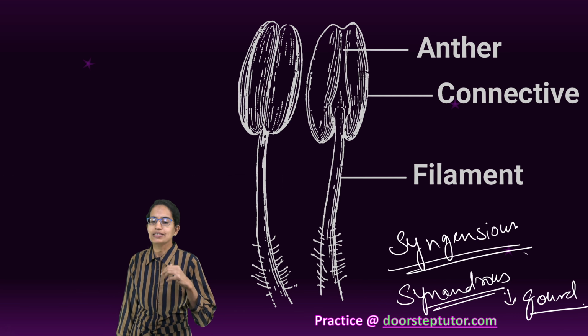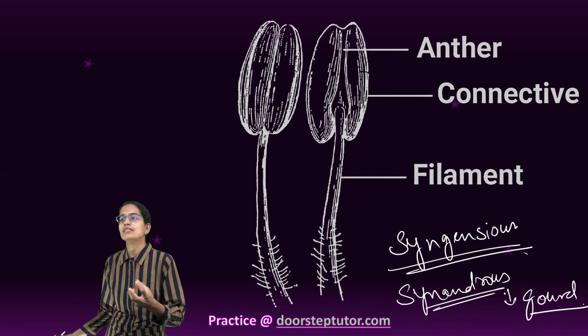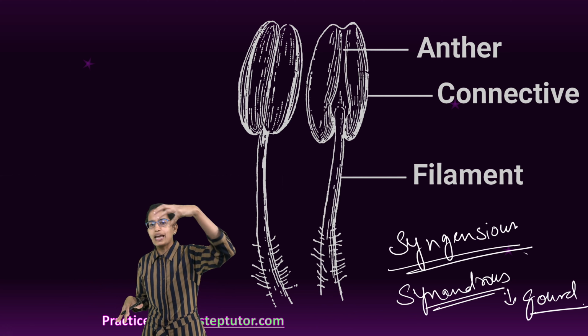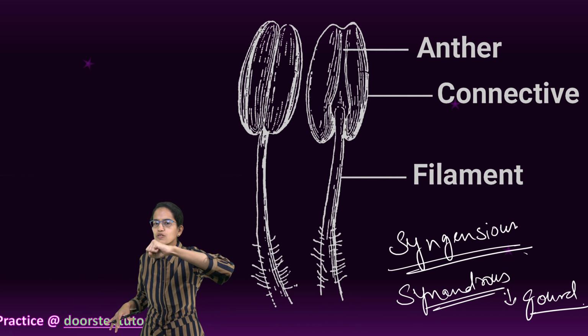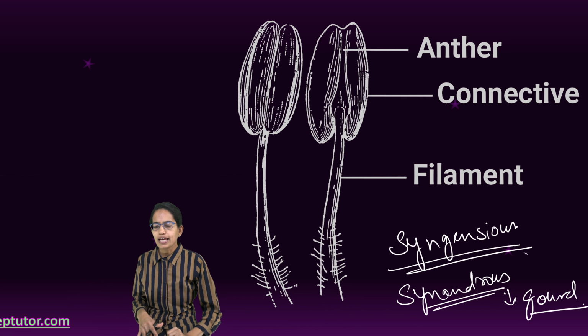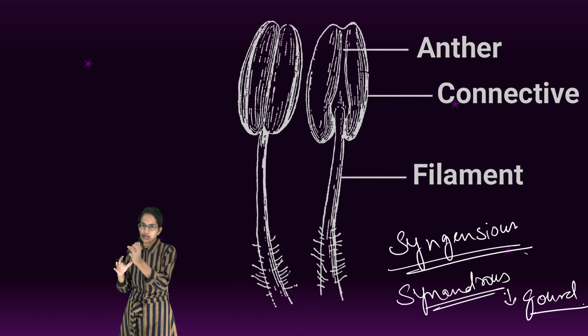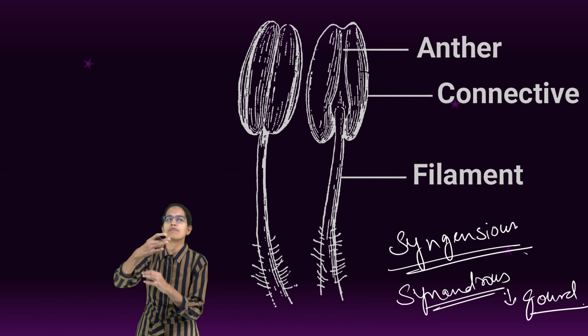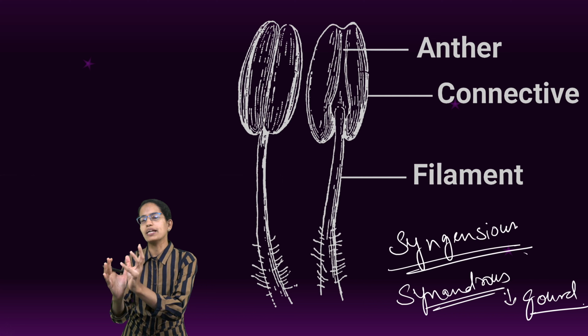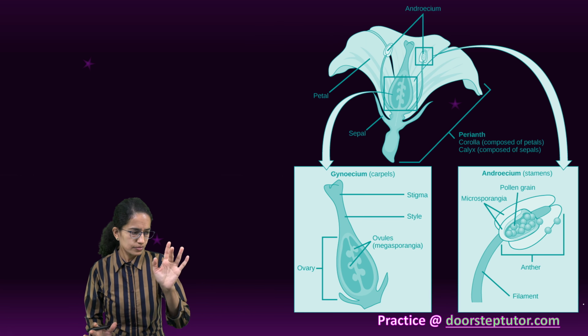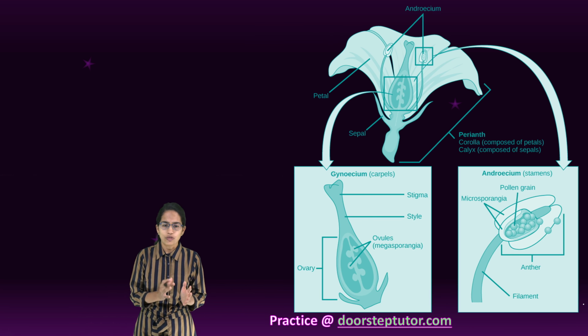The next is syngenesious, which means the filaments are free and the anthers are united. Sunflower is an example. And then synandrous, where the filaments and anthers, all of them, are in one bundle, and this bundle is seen in gourd. The next is Gynoecium.